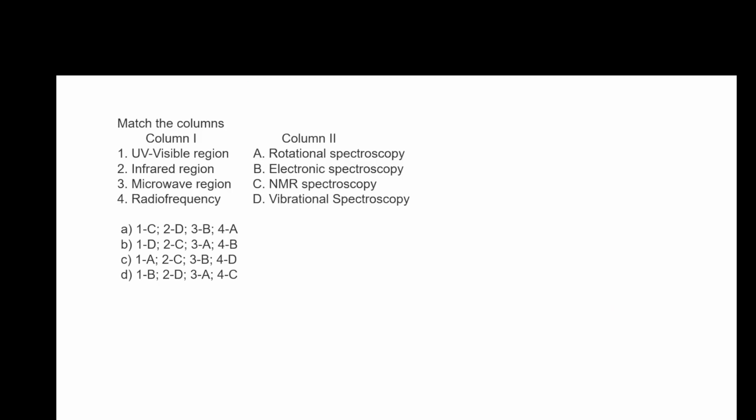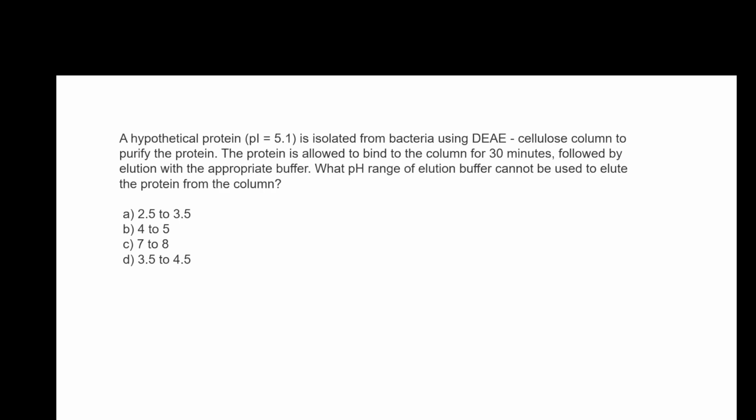Next question, let's see. Yeah, this is another question from ion exchange chromatography. Here they have given that there is a protein which has an isoelectric point, or pI value, of 5.1.